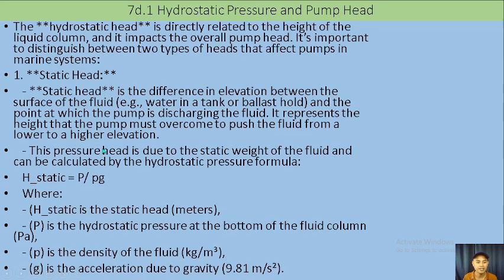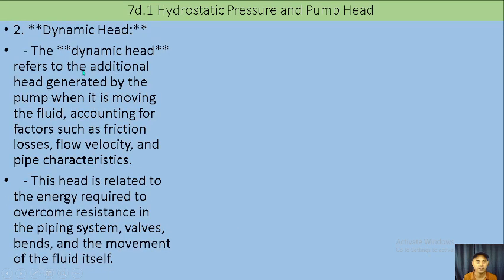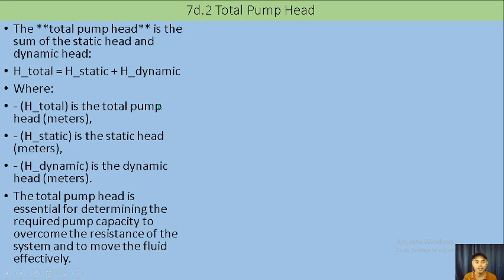And then we have the dynamic head, which refers to the additional head generated by the pump when it is moving the fluid, accounting for factors such as friction losses, flow velocity, and pipe characteristics. This head is related to the energy required to overcome resistance in the piping system. And then we have the total head, which is the sum of the static head and the dynamic head.